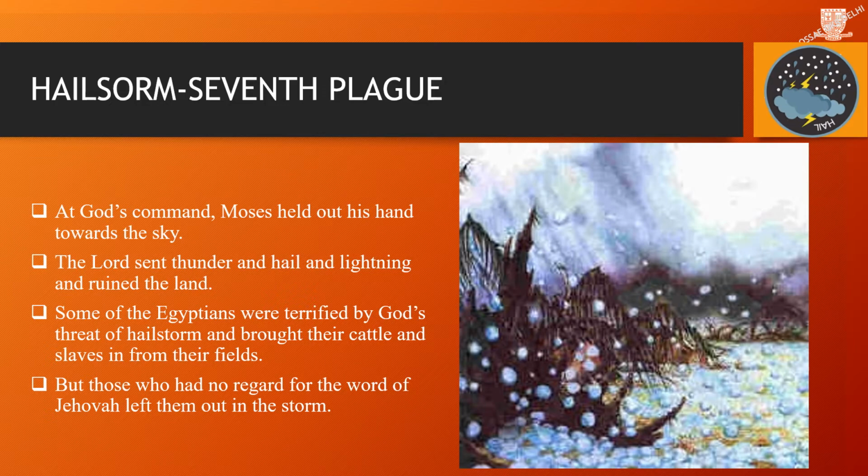So this was the seventh plague, that of the hailstorms, when in the entire Egypt there was hail and thunder and lightning, and the entire land was ruined. You can see how hailstorms can destroy your crops. When they cover the place, it's like ice covering the entire land. So this was the seventh plague.